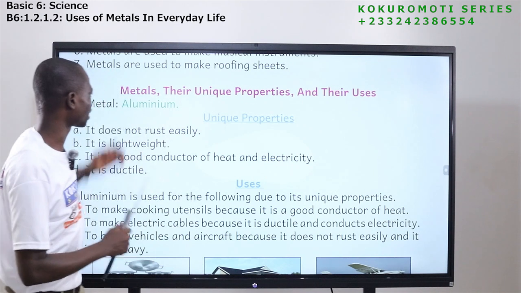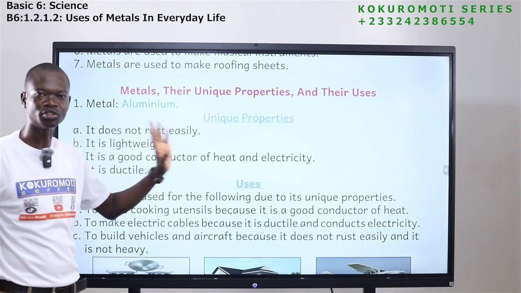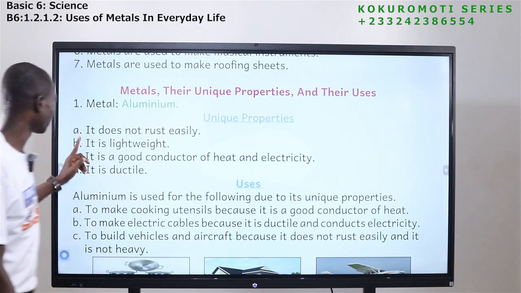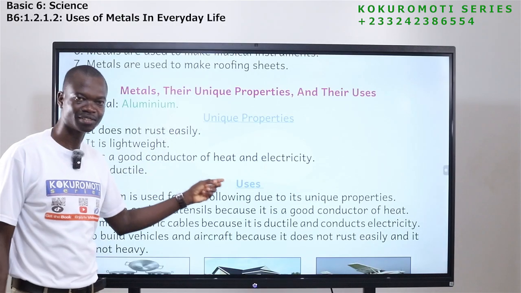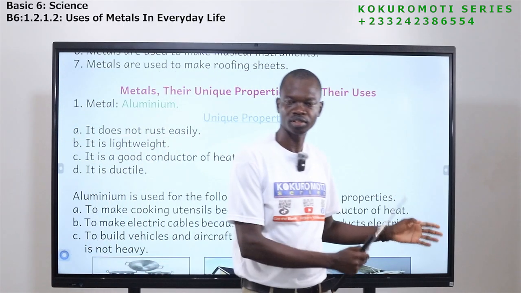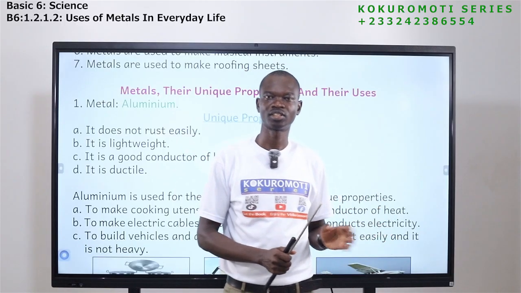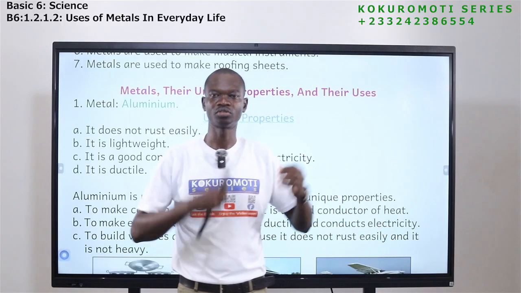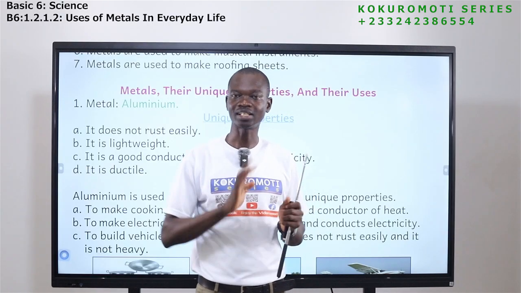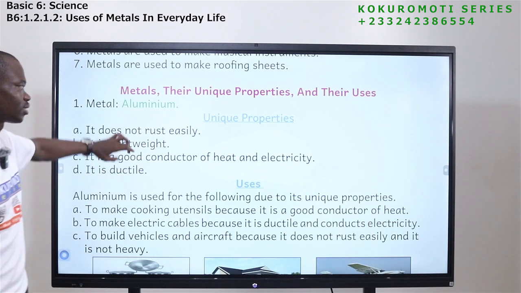Okay, so now let's look at them. The first metal is aluminium. Let's look at the unique properties of aluminium. One, it does not rust easily. So rusting doesn't take place in aluminium easily. That is why aluminium is used to do some particular things. The next one is that it is lightweight.